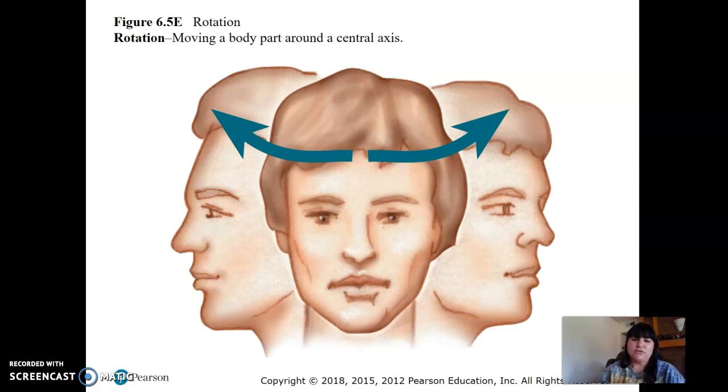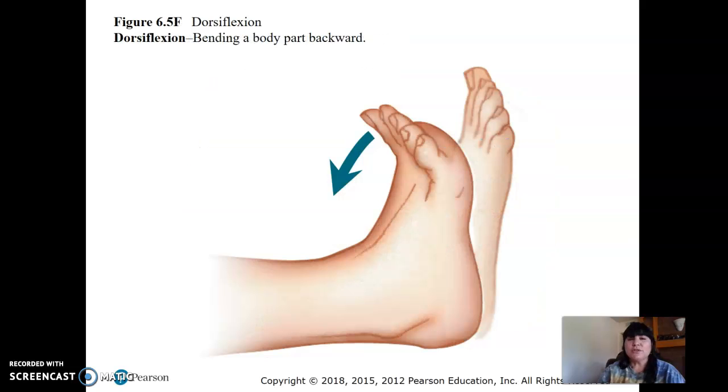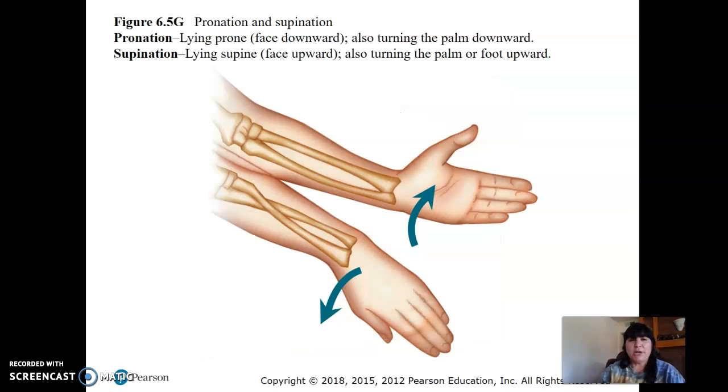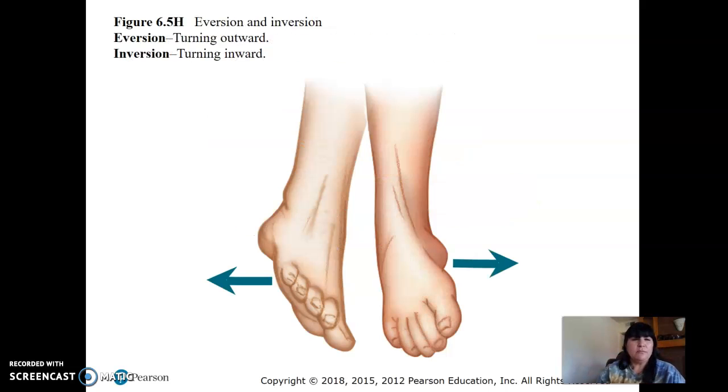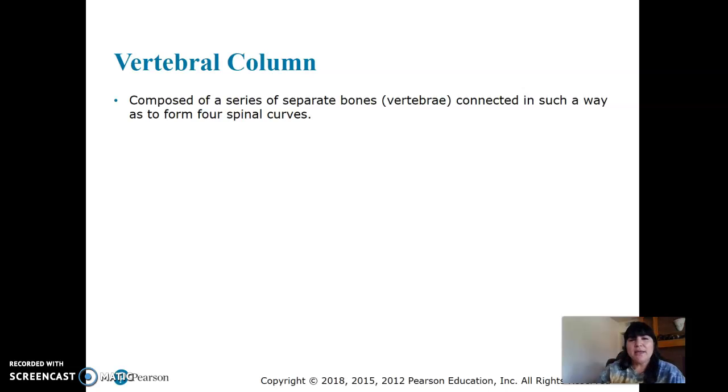Rotation, we're moving around the central axis, so you could see that with our head. Dorsiflexion, that movement backwards with your toes. Pronation, supination. I had a professor when I was in school. Supination, think of how you hold a bowl of soup. If I gave you a bowl of soup, you would hold it like this. So that's supination. Pronation would be the opposite. Eversion, turning out. Inversion, turning in. And we'll go ahead and stop here, and then we'll move on.